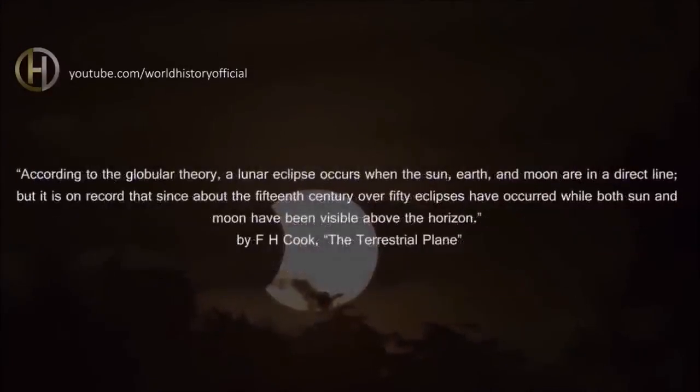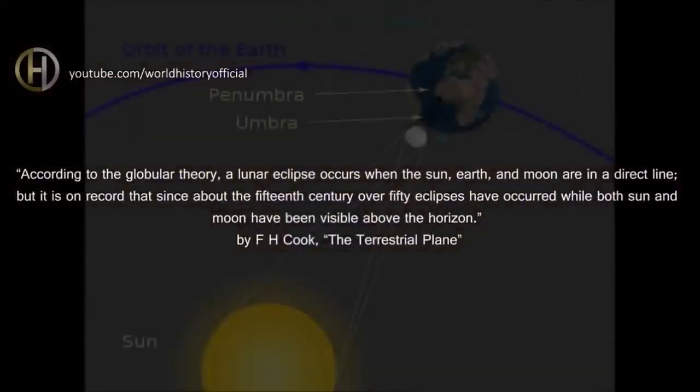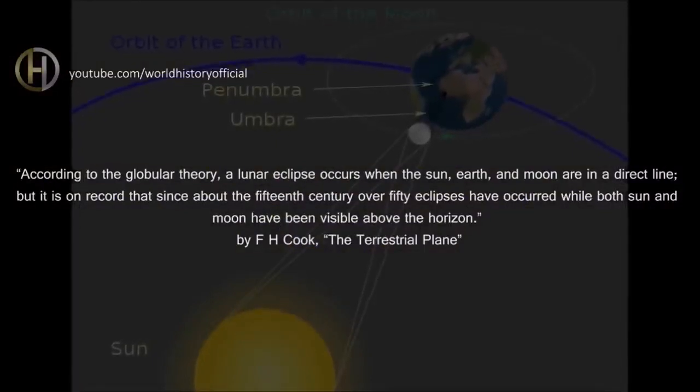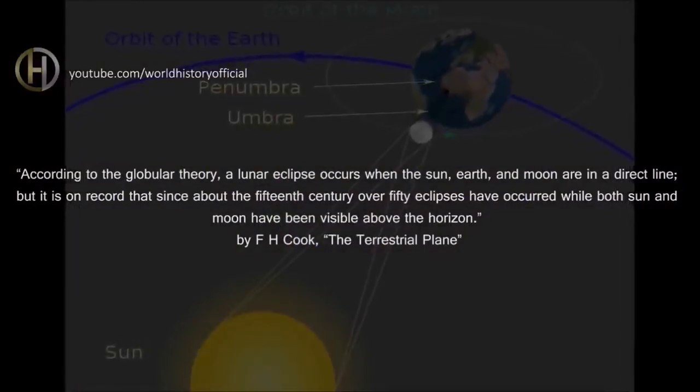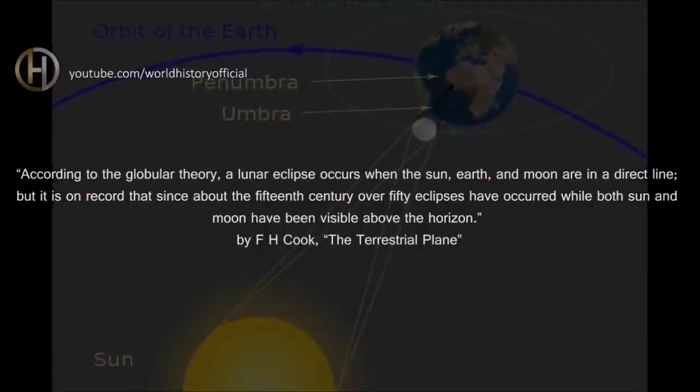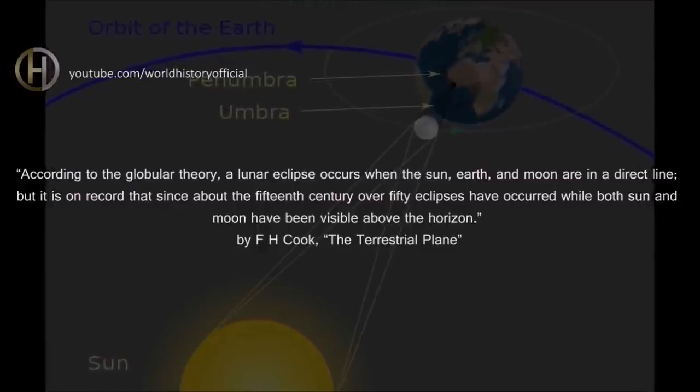According to the globular theory, a lunar eclipse occurs when the Sun, Earth, and Moon are in a direct line, but it is on record that since about the 15th century over 50 eclipses have occurred while both Sun and Moon have been visible above the horizon. By F. H. Cook, The Terrestrial Plane.